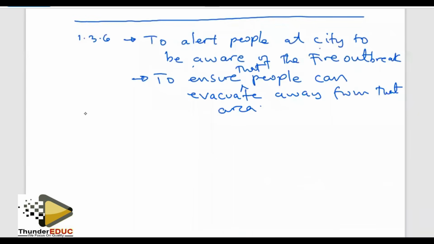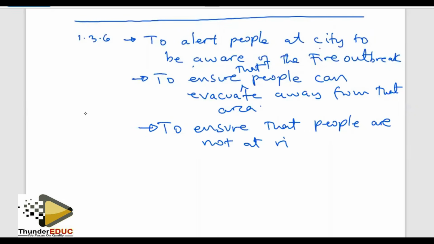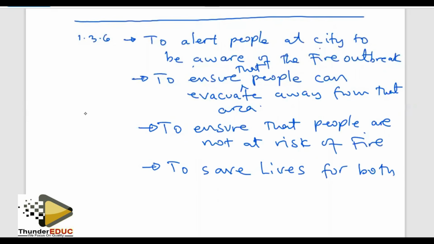Another reason why they issue warnings there, to ensure that people are not at risk of fire. So we could say save lives. So they're going to issue warning to save lives for both people and animals.